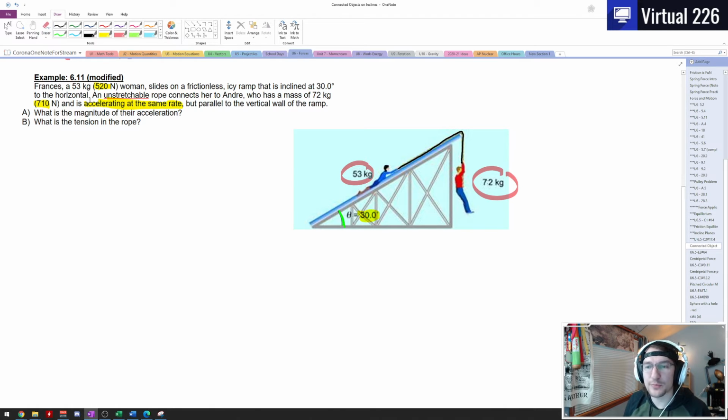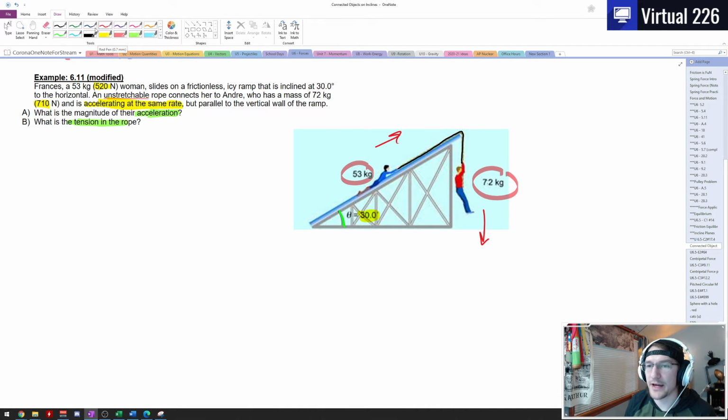What we're asked to do in this problem is just figure out what their acceleration is and what the tension in the rope is. So we've got a nice picture here. We have an idea of how people should be moving, Frances moving up, Andre moving down. But let's draw ourselves a free body diagram so we can really start thinking about what's happening.